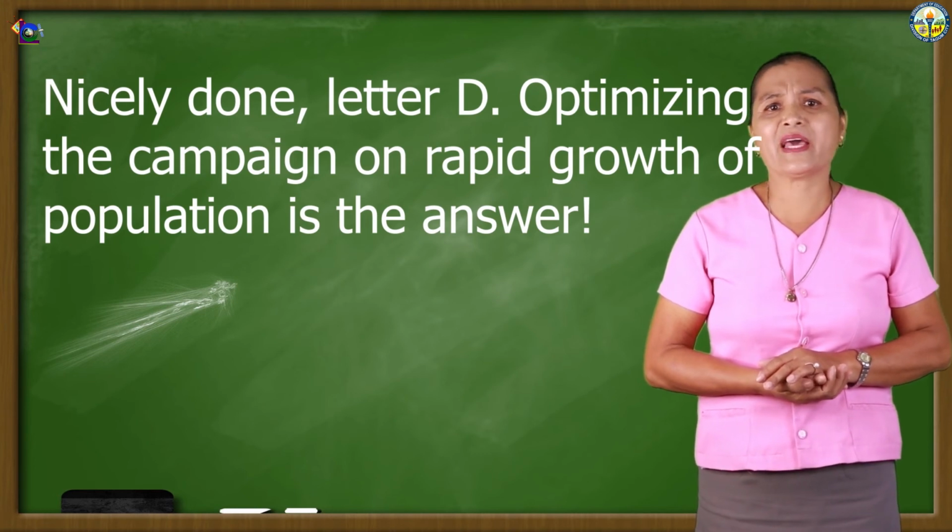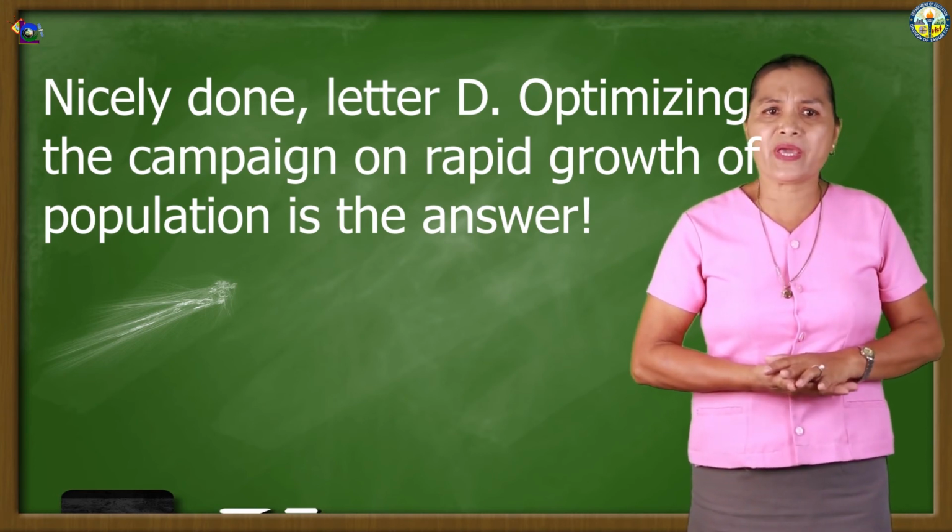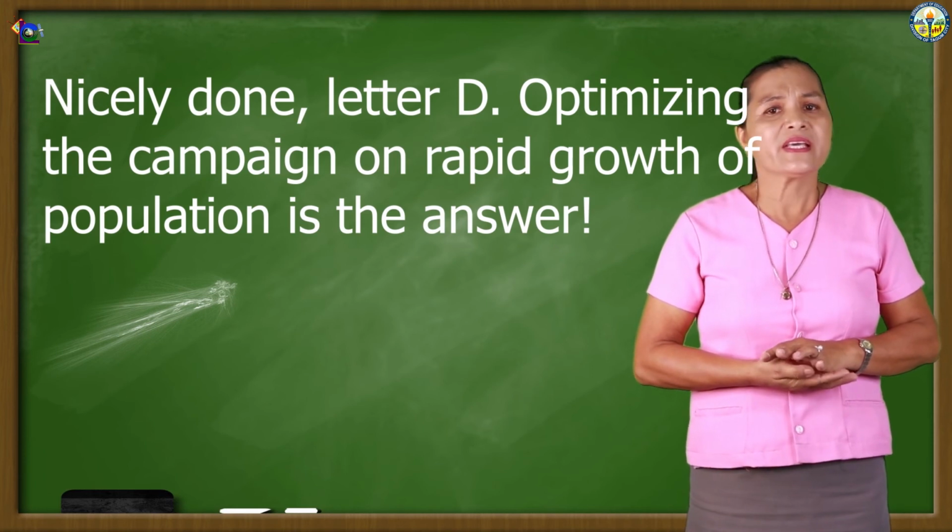Nicely done! Letter D. Optimizing the campaign on rapid growth of population is the answer.